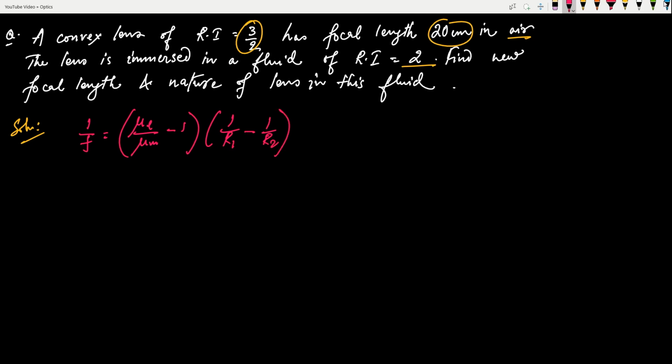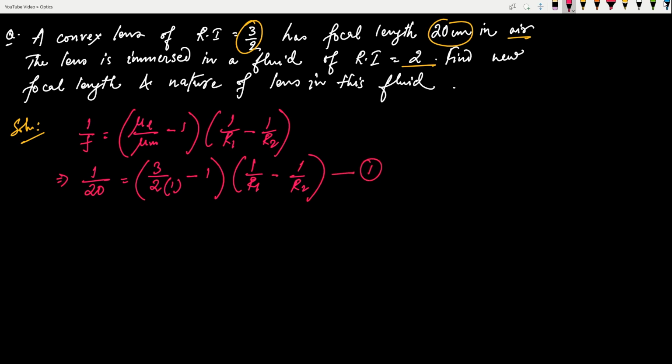The first equation says that the focal length when the lens was kept in air was 20 centimeter. Now this is a convex lens, therefore the focal length will be positive when kept in air. So 1 by 20 is equal to the refractive index of the lens, which is given to be 3/2, and that of air is 1, minus 1, and we don't know the value of R1 and R2. So leave it this way, and this is our first equation.